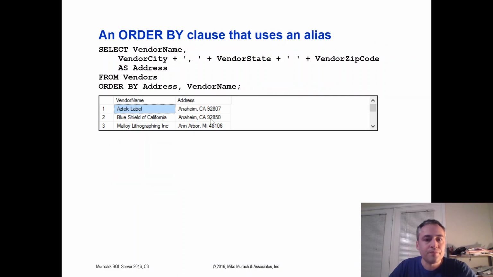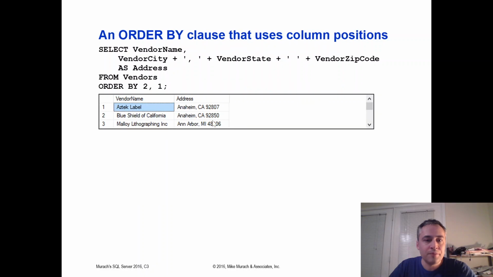All right. And feel free to look at more examples here. This is an example that uses column positions. We created this result: select vendor name and a complex column as address, a concatenation of 3 different columns, and then we order by the second column, that is address, and then the first column, vendor name. So we can reference the columns by their respective numbers. The enumeration in SQL starts from 1.